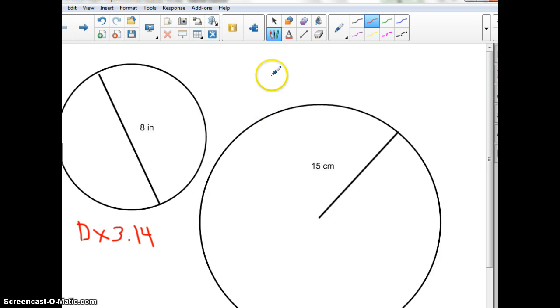Now this one is a little bit different because they're only giving us the radius. So the first thing we have to do is take the radius times 2, which is 15 times 2 is 30. Then we can take that total, or that diameter, and multiply it times 3.14. So 30 times 3.14, and our answer would be 94.2.